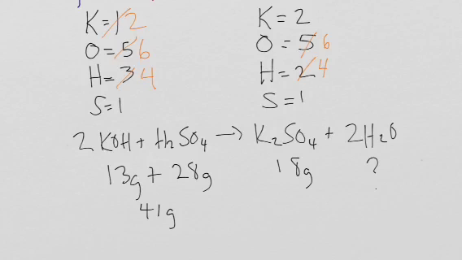Doesn't matter that I've got 2 KOH, okay, or H2SO4. It means that of the total amount of hydroxide there, I've got 13 grams of powder or pellets or whatever. Okay? And if I've got 28 grams of sulfuric acid, it gives me a total amount of 41 grams of reactants. And if 41 grams of reactants is equal to 18 grams plus X, how do I solve for X?